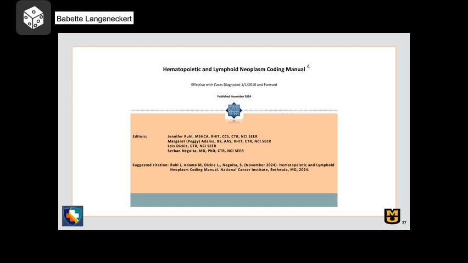The most recent version of the manual was published in November 2024. For ease of use, it is best to download the document.